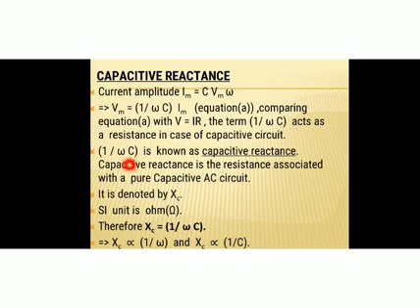Okay, so 1 by omega C is known as capacitive reactance. Capacitive reactance is the resistance associated with a pure capacitive AC circuit. It is denoted by XC. Its SI unit is Ohm. So what is the expression for capacitive reactance XC? XC is 1 by omega C. So that is written here, XC is equal to 1 by omega C.